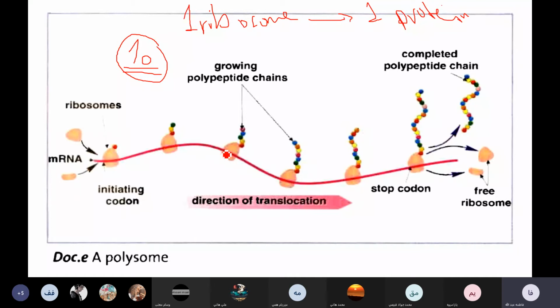Whenever I have 20 ribosomes, the number of ribosomes is equal to the number of proteins synthesized. I will obtain 20 proteins.